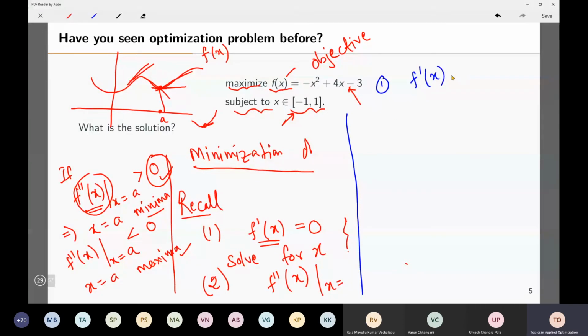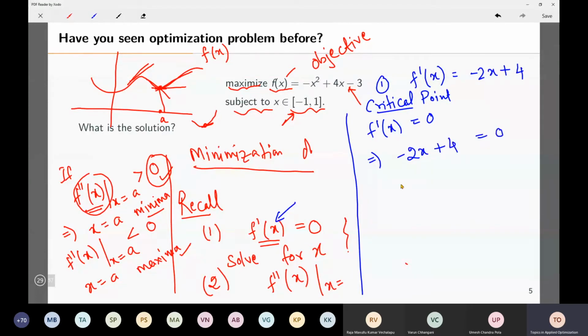So this is minus 2x plus 4. The derivative of f of x with respect to x is this, and we have to find the critical points, right? The points x for which f prime x is 0 are called critical points. So this is the step that we have to do. So critical points are found by equating f prime x equals 0, which means that minus 2x plus 4 is equal to 0. This means that x equals 2.